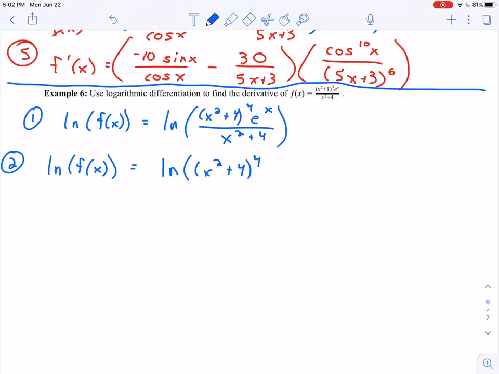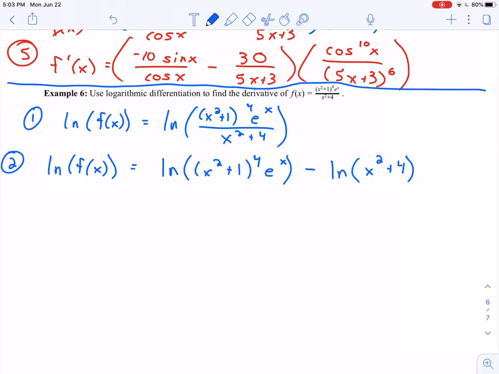Oops, excuse me. You know what? I made a mistake, didn't I? I said x squared plus 4. I really meant x squared plus 1. Let me fix that. X squared plus 1 to the 4th power times e to the x divided by x squared plus 4. So natural log of x squared plus 1 to the 4th. What else do I have in there? I also have that e to the x. So times e to the x minus natural log of my denominator. There I just have natural log of x squared plus 4.